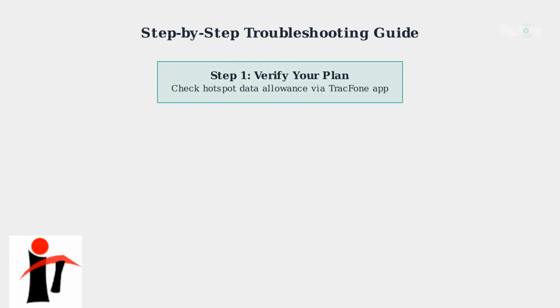First, verify your TracFone plan includes hotspot functionality. Open the TracFone app or call customer service to check your current plan details, hotspot data allowance, and remaining usage.